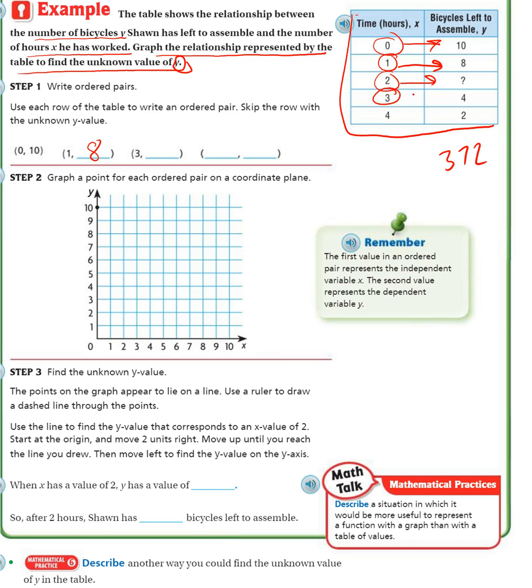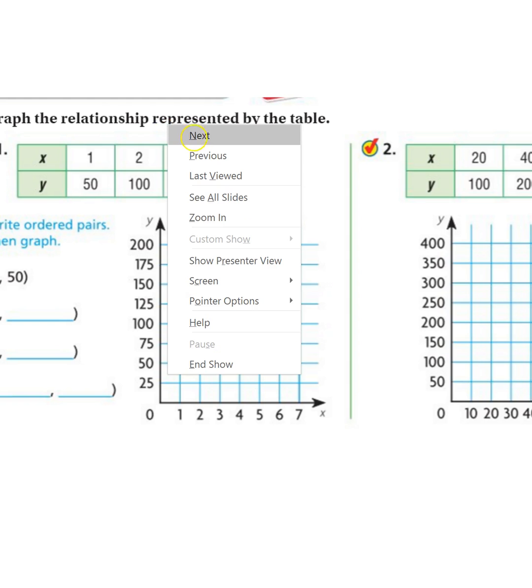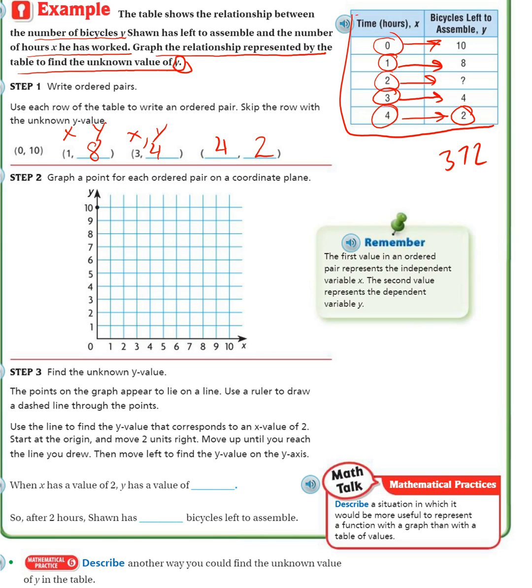So our next ones that we're going to graph are 3, 4, and then 4, 2. Remember, it's always the X value first, comma, then the Y. Always X first. And when you're graphing, your X is always horizontal and your Y is in the sky. Y goes up.